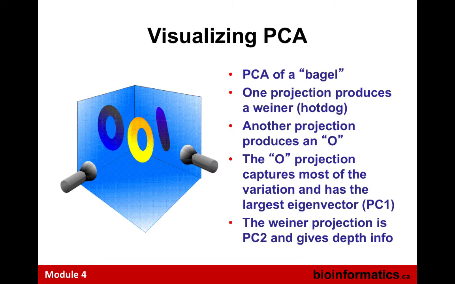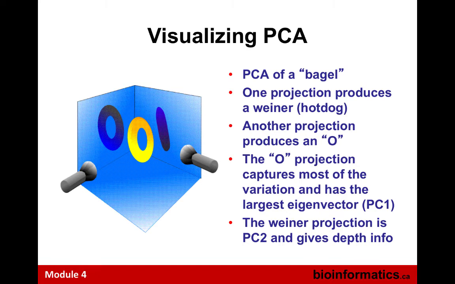A commonly used way to think about PCA is to ask what your data characteristics are. Because we can only view in 3D, here is a three-dimensional bagel, and you project it into two dimensions. There's an O shape and a hot dog shape, and you need to choose one. If you need to sacrifice something, you keep the O shape. It's more informative than the hot dog, because it seems to be more characteristic of your data.